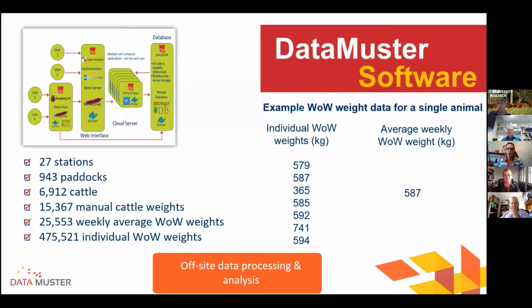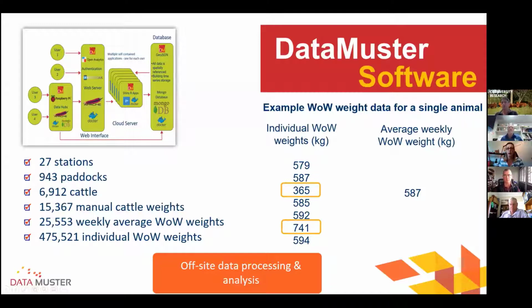Now, one automated algorithm that is particularly important to how we deal with walkover weighing data, and which Nick mentioned earlier, is an algorithm that calculates an animal's weekly average weight. So in most of our analyses, we do not rely on individual walkover weighing weights to estimate cattle live weight, because as you can see on the example on the screen, some individual weights can be rather inaccurate.